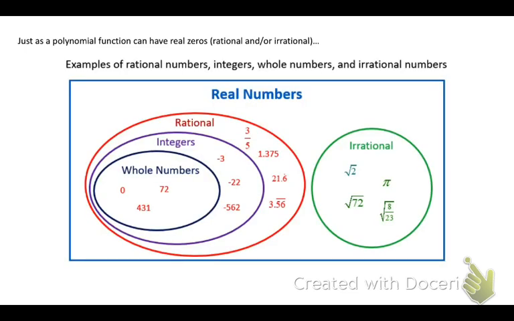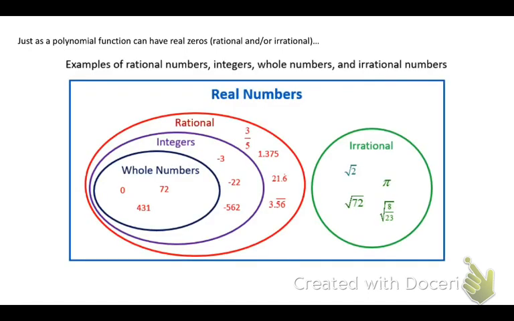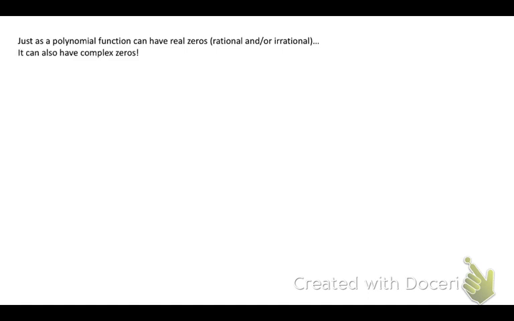Anyway, just as a polynomial function can have real zeros, rational or irrational, they can also have complex zeros. Okay. So here's our real numbers. And rational is like in all of, so whole numbers, integers, and then rational numbers. And irrational numbers, these are all real numbers, okay? We can also have complex zeros.